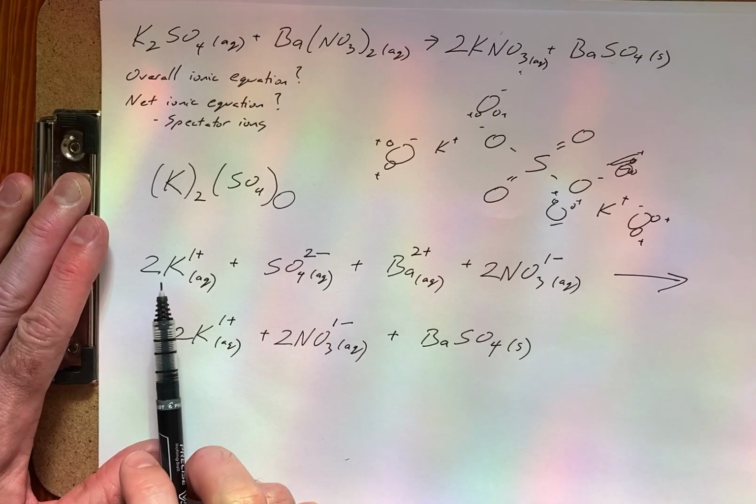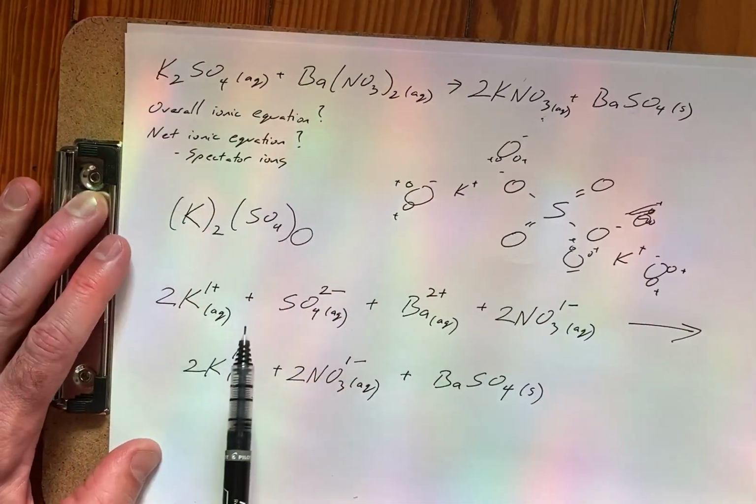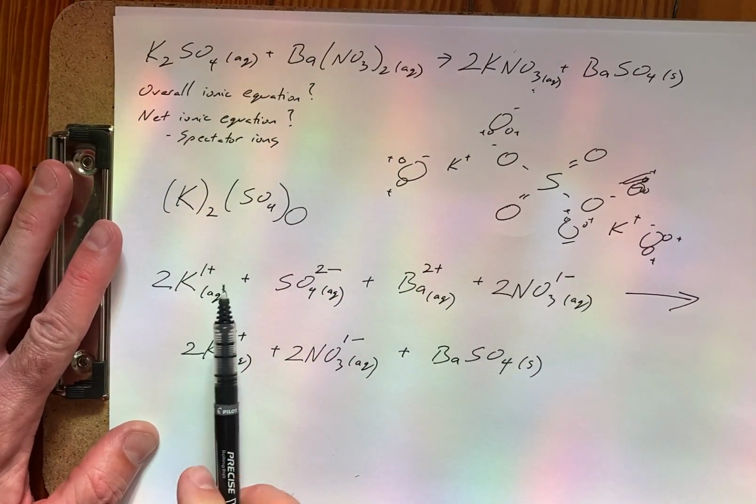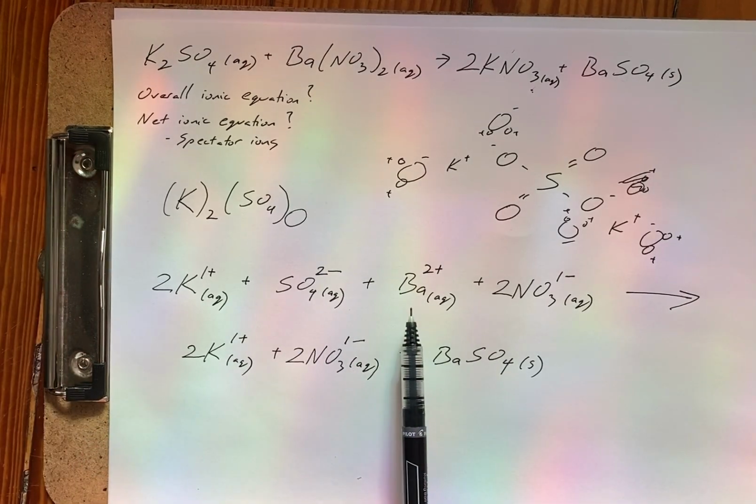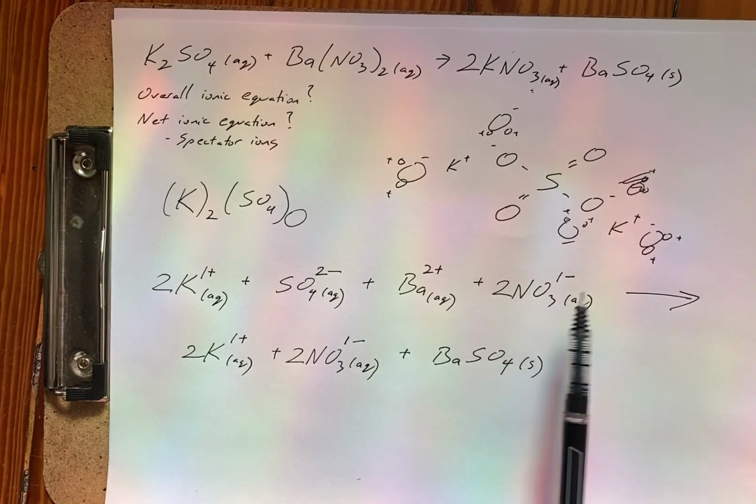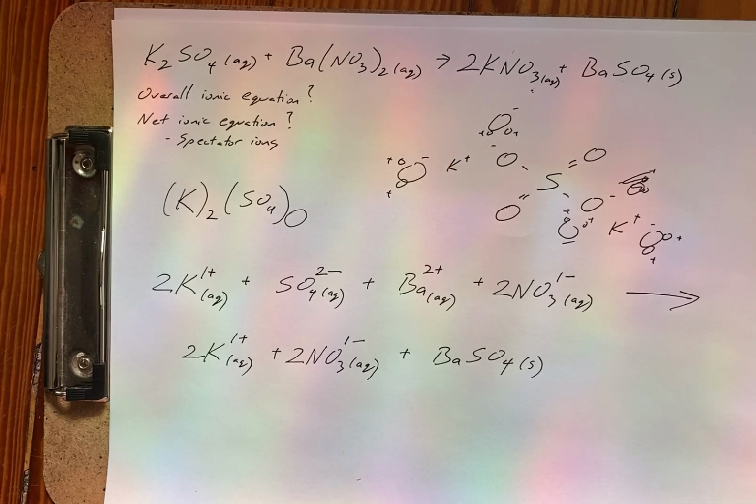All right, so here we are. We're done. This is our overall ionic equation: 2K plus, SO4, Ba plus, 2 NO3s yielding these products here. That's our overall ionic equation. That's showing us what's really happening inside our test tube during this reaction. All right, how about net ionic equation?